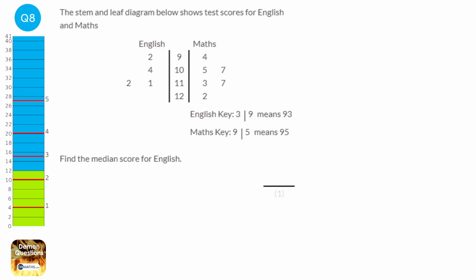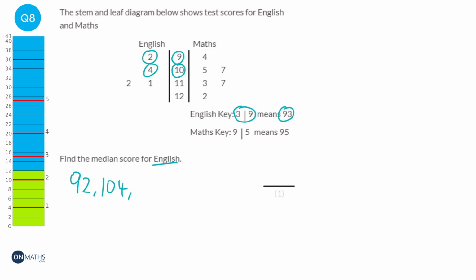With a stem and leaf diagram, the numbers in the middle often represent tens. They could be units. So we look at the key first of all, and we see that 3 line 9 means 93. So the numbers in the middle are going to represent 10. So this is a 90. Now we're looking for English, so this will be 92. So our first number will be 92. Then this will be 10 tens and a 4. So it would be 104. 11 tens and 1. So 111, and then 11 tens and 2.